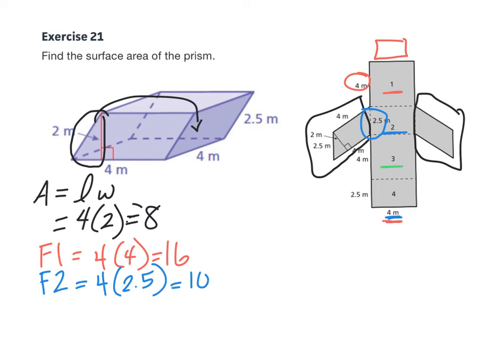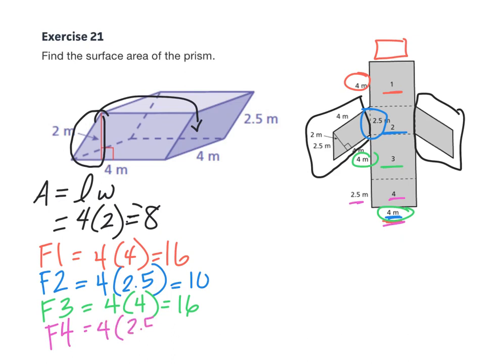On to face 3 right here. Face 3 is a 4 by 4 square, so 4 times 4 equals 16. Here's my 4 on this side, and then still going with that length down here at the bottom. And then finally, face 4 is down here, and it's a 4 by 2.5. So 4 times 2.5 again, I end up with 10.